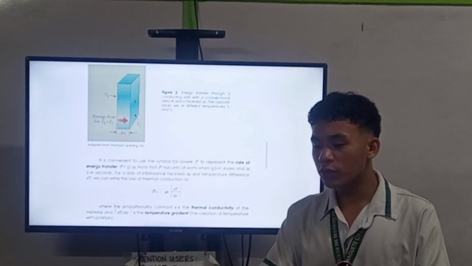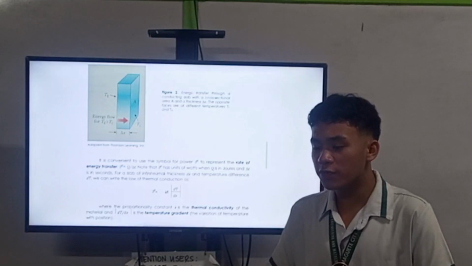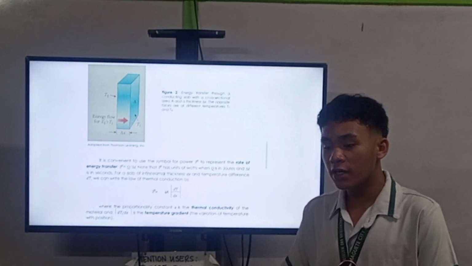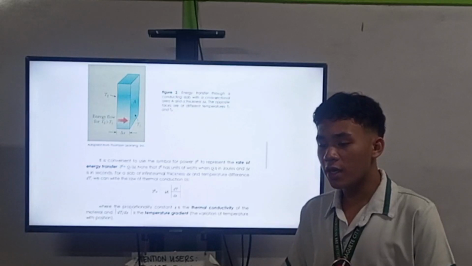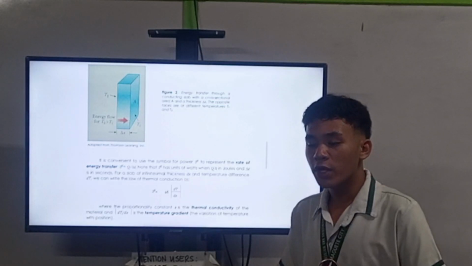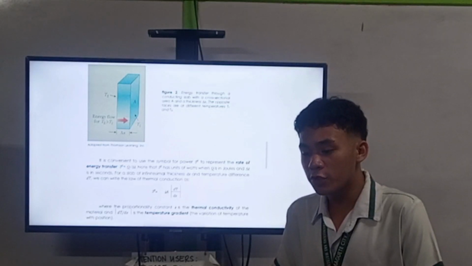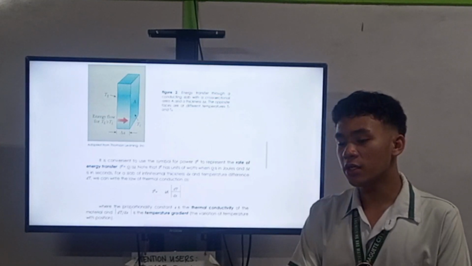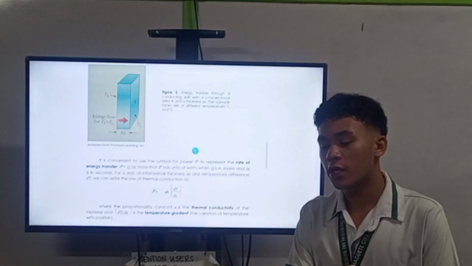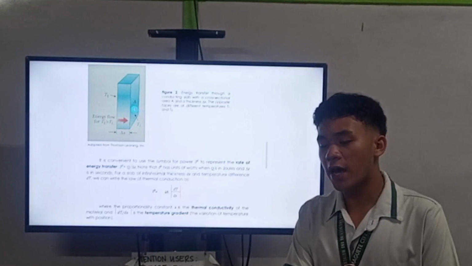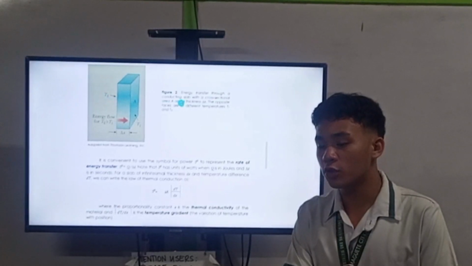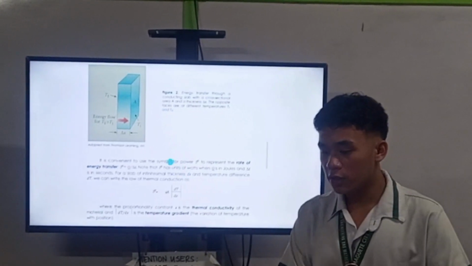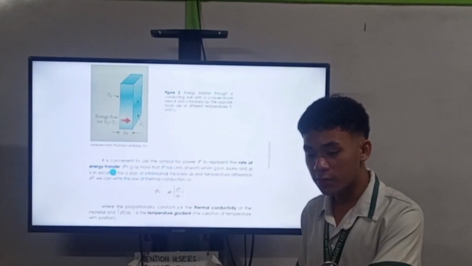So figure 2 shows energy transferred through a conducting slab with a cross-sectional area A and a thickness delta x. The opposite faces are at different temperatures, temperature 1 and temperature 2. As we can see, temperature 1 is on this side, and the other side is temperature 2. So the area is where the temperatures are placed.